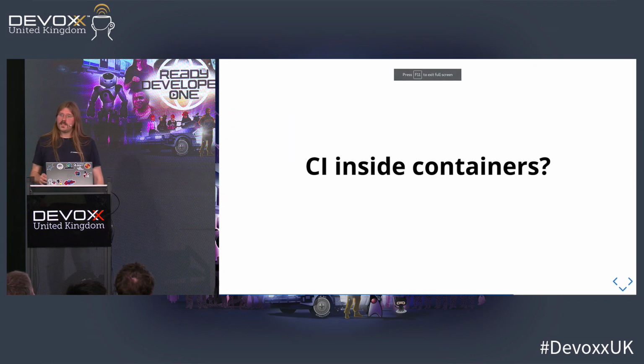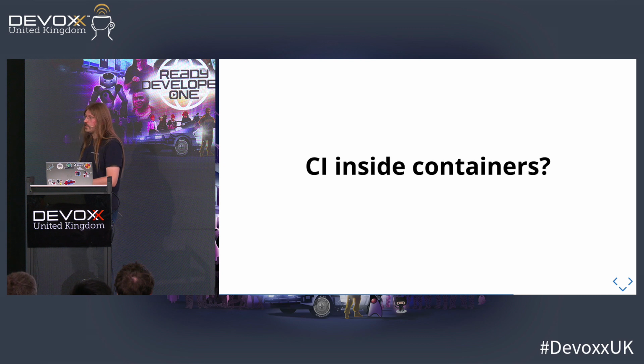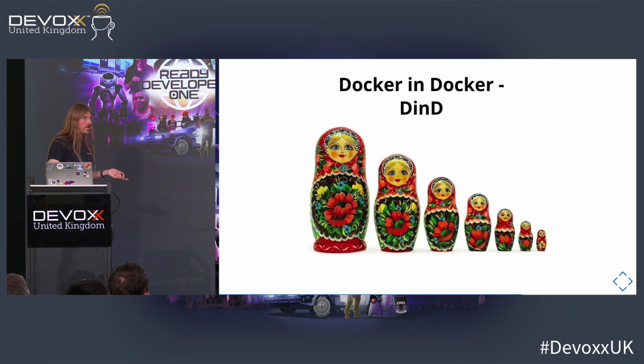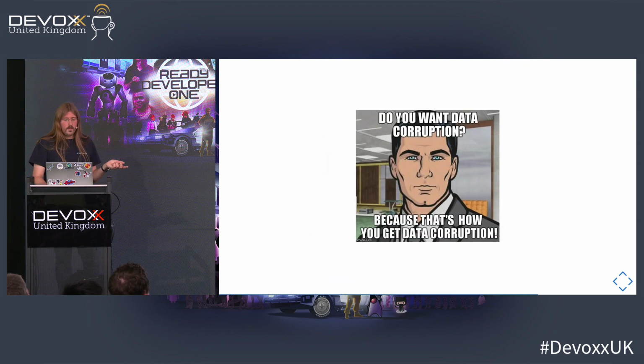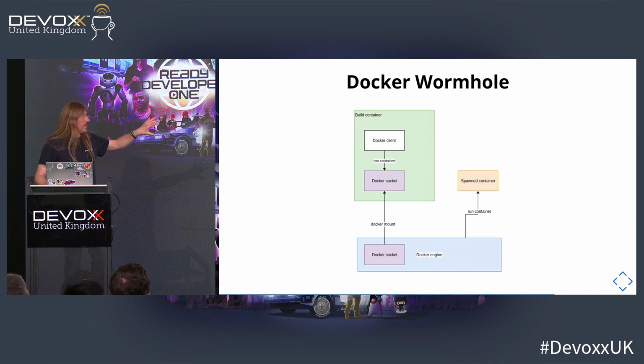All right, CI inside the containers, like what happens if my CI process is already running in a container? Can I still use Testcontainers? Long story short, yes, you can, but then you have to know what you are doing. There are different strategies of running Docker from inside a container, and in a nutshell, you can either use Docker in Docker, which has advantages but many drawbacks, or you can also use something called the Docker wormhole pattern, where you would have a setup like this.